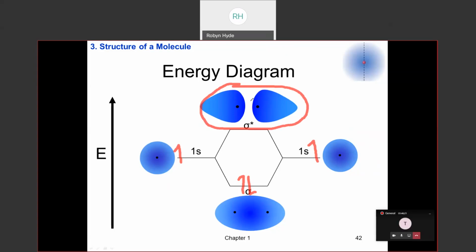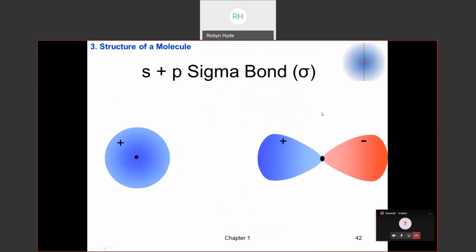But what is another possibility that exists? We're going to go through all of our different possibilities. Again, today I'm going to do this pretty quick and we'll revisit it a little bit more when we come back on Monday, but this gives you a chance to do some reading to gain a greater understanding of things. And so the next possibility is an S plus P. This would also form what we call a sigma bond.